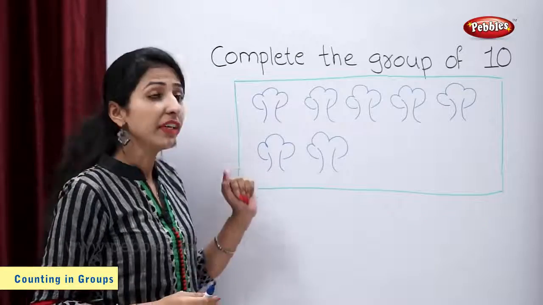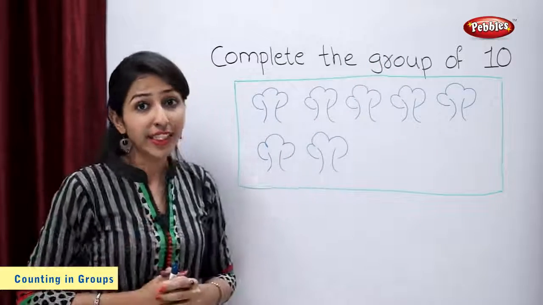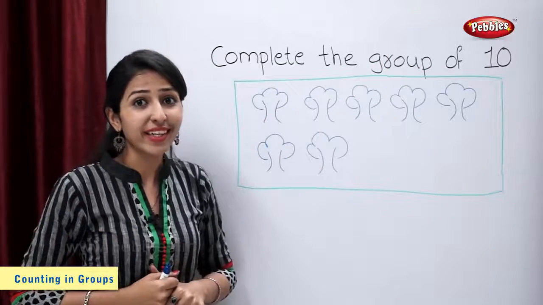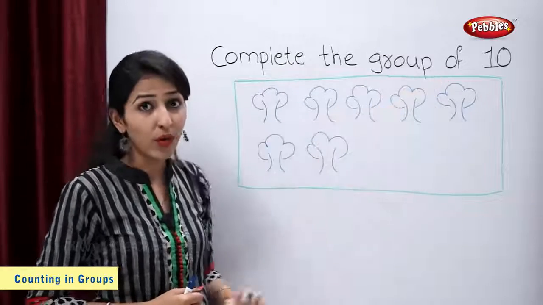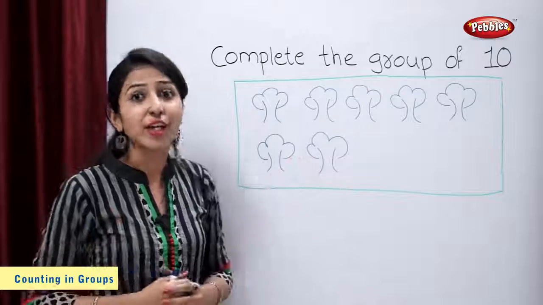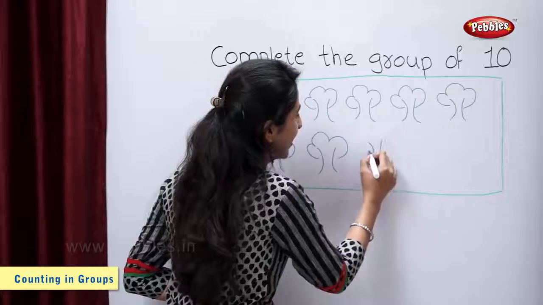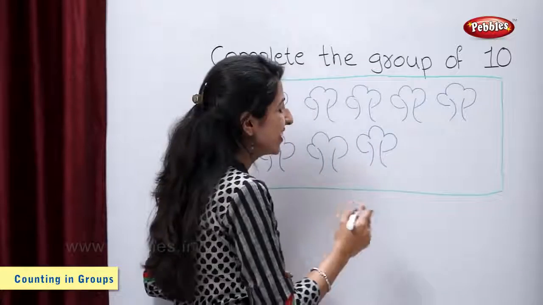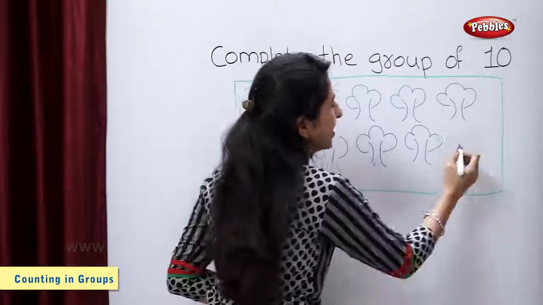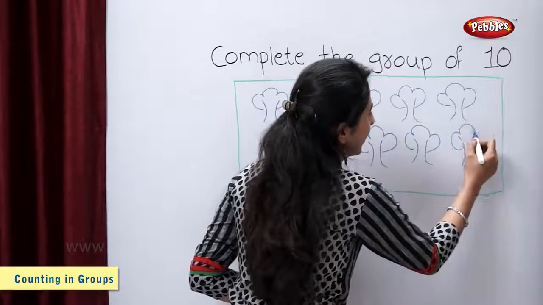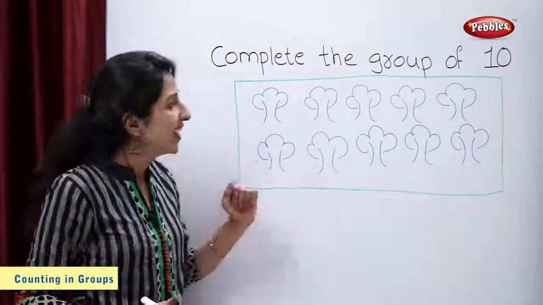So we have 7 trees on the board and we have to complete group of 10. So tell me students, how many more trees are required? We have 7. We need 10. So 3 more trees are required. So let's draw 3 more trees. 1, 2 and 3. So our group of 10 is complete.